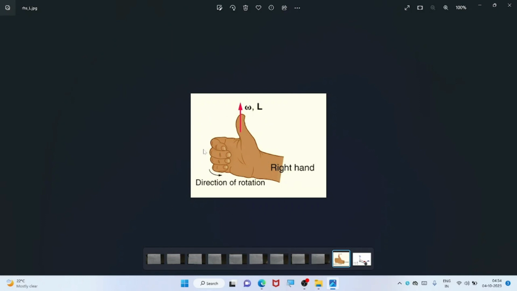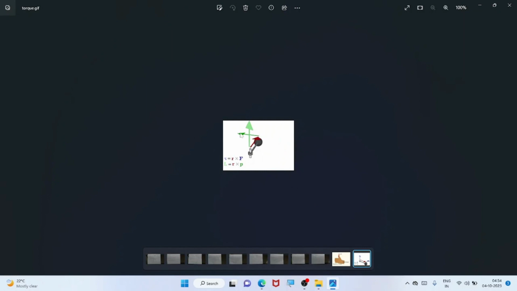So you curl your fingers in the direction of the rotation, then the thumb gives the direction of the angular momentum as well as angular velocity. This is for the symmetrical system. You can also find the direction of the torque and angular momentum using this animation. Different colors are given, so you can find the direction of the torque and how this torque direction changes.